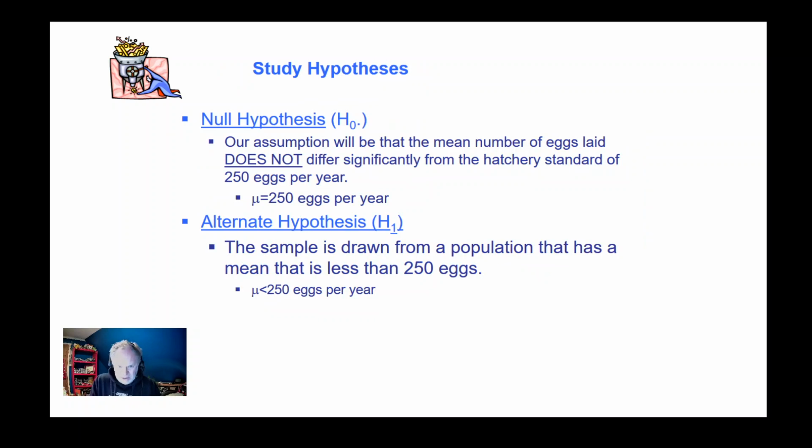Okay, so my null hypothesis is that the mean number of eggs laid does not differ significantly from the hatchery standard of 250 eggs. So mu equals 250. The null hypothesis is that they are still functioning to their standard, even though I believe they're not. And the alternate hypothesis is mu less than 250 eggs. The alternate hypothesis is typically the reason why you're running the study. I'm concerned that the hatchery is not functioning to its standard, that the hens are laying less than 250 eggs.